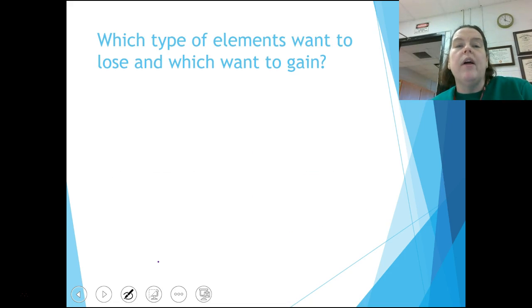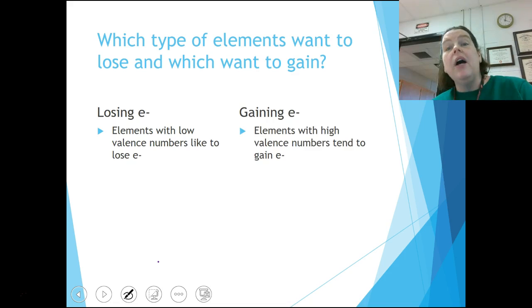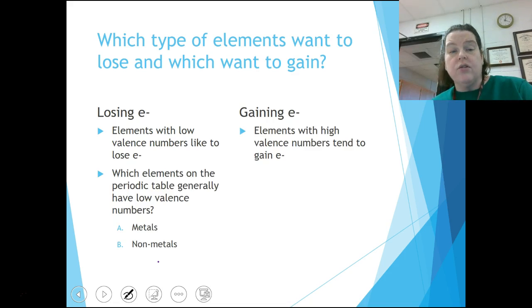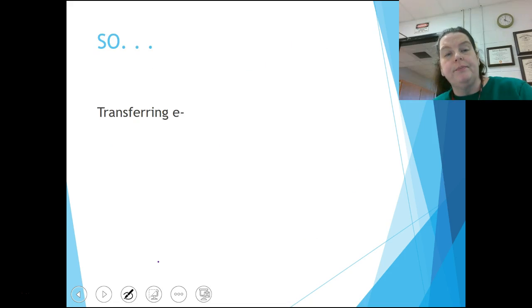So which type of elements want to lose and gain? Losing electrons: elements with low valence numbers like to lose electrons. Gaining electrons: elements with high valence numbers tend to gain electrons. Which elements on the periodic table generally have low valence numbers? Metals are the ones that generally have low valence numbers. Which elements generally have high valence numbers? Nonmetals have high valence numbers.